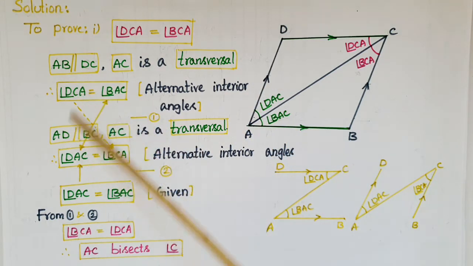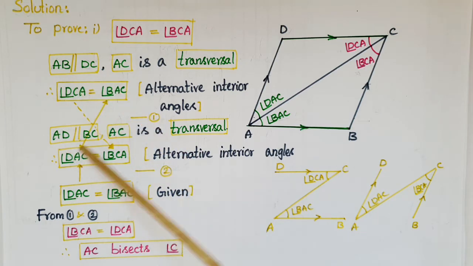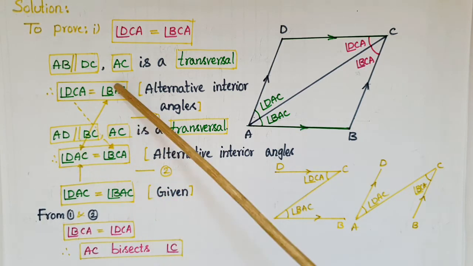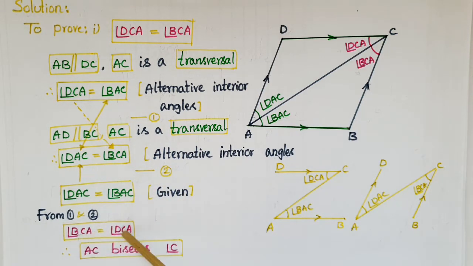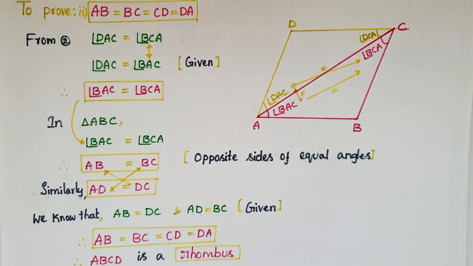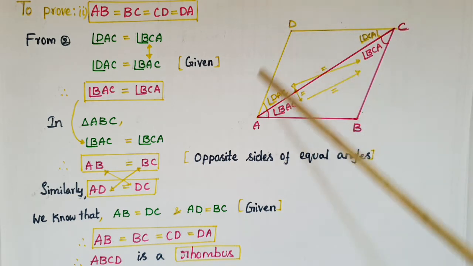If you observe here, these two angles are equal, these two angles are equal, and again these two angles are equal, so we can equate these two angles. So angle DCA is equal to angle BCA. So these two angles are equal, that means AC bisects angle C. Now we have to prove that ABCD is a rhombus, that means AB is equal to BC is equal to CD is equal to AD.